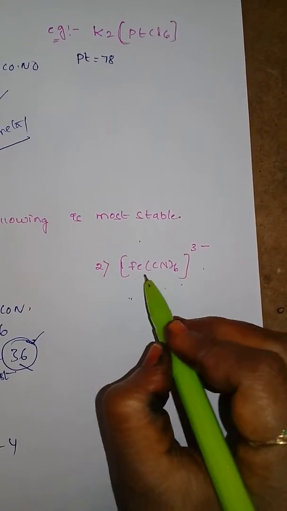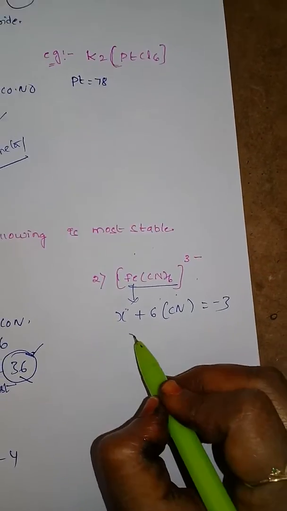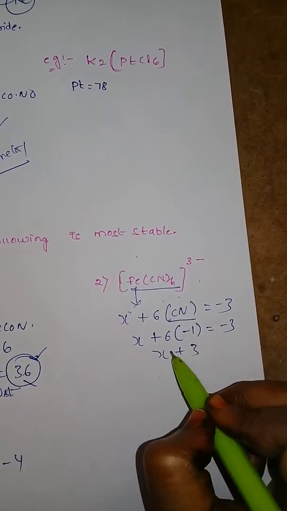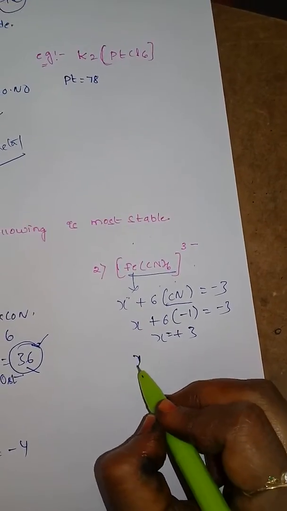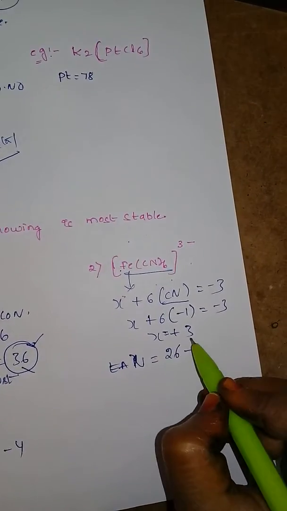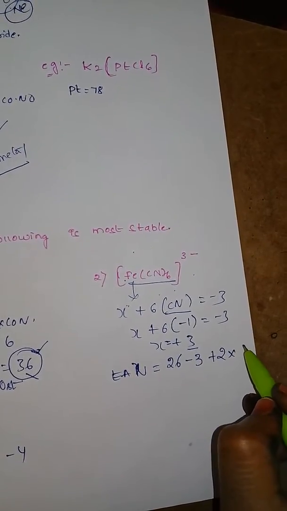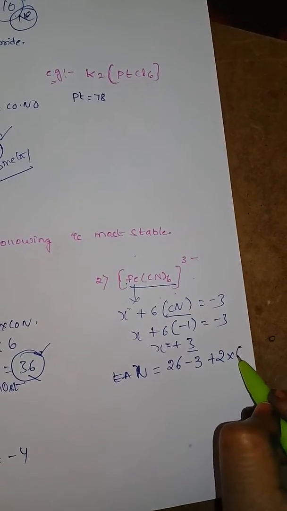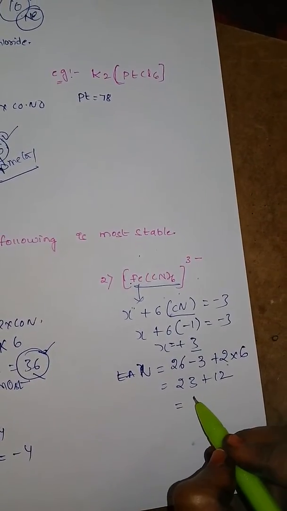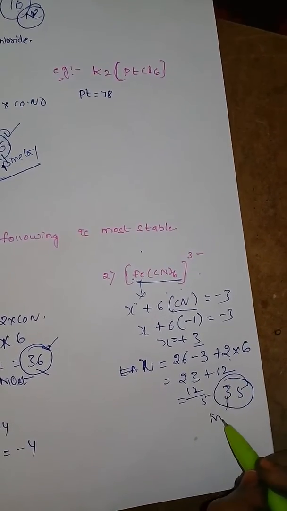And then again, what is the oxidation number of this metal? X plus 6 into CN is equal to minus 3. X plus, what is the charge of the cyanide? X is equal to plus 3. Effective atomic number is equal to the atomic number of the metal 26 minus oxidation state 3 plus 2 into coordination number. The number of ligands attached to the metal is known as the coordination number. So 6 ligands attached, coordination number is 6. 23 plus 12, what is 23 plus 12? 35. This is less stable.